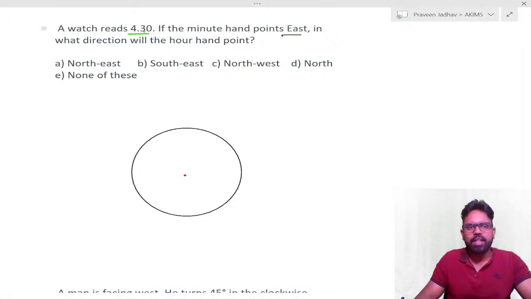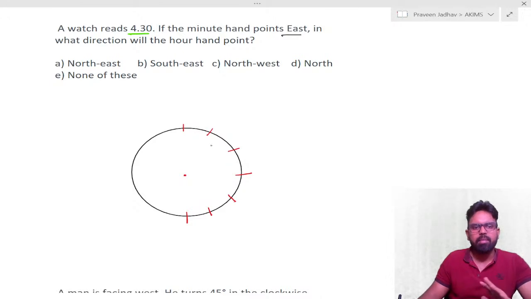Okay. A watch reads 4:30, if the minute hand points east. Okay, 4:30. Just tell me, this is 12, this is 6, this is 3, this is 1, this is 2, this is 4, this is 5. Isn't it? This is how your watch will look. I'm not that artistic, but I'm doing the best I can.